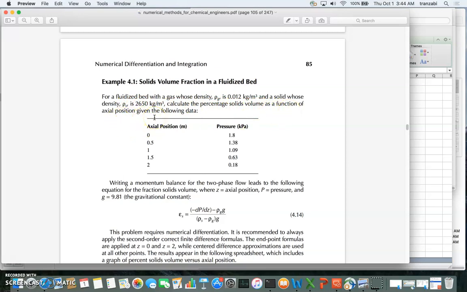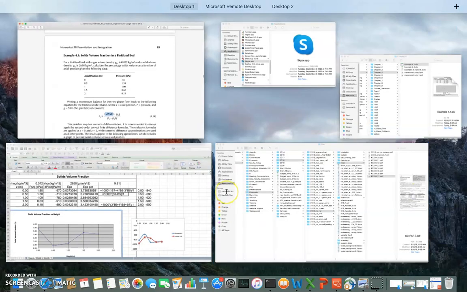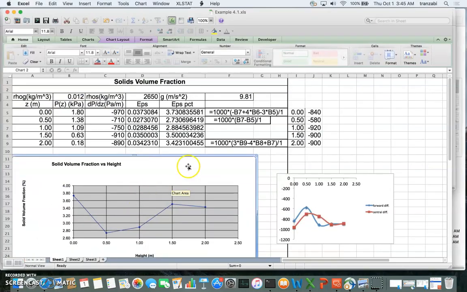Okay, so the problem is actually how to calculate a function like this, where we have the derivative of p with respect to z. The other ones are just a function, basically they're constants. We have these rho g and rho s from the problem statement here, no problem. The only thing is how to calculate dp dz. If this is the z, or axial position, and this is the p, how we can calculate dp dz. So just directly jump to the solution. Here is the table from the textbook.